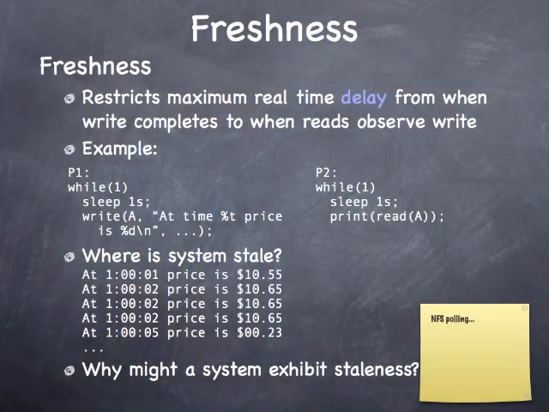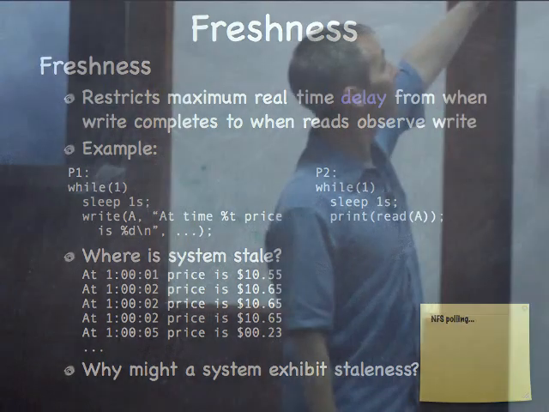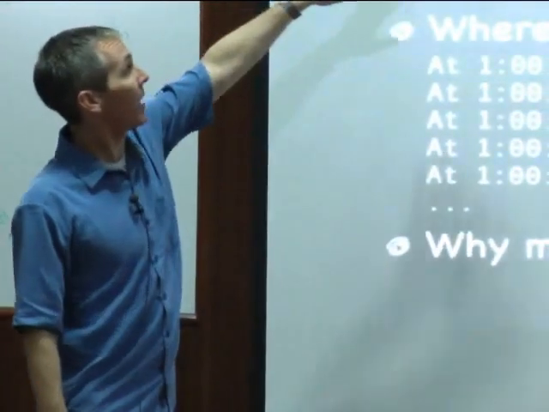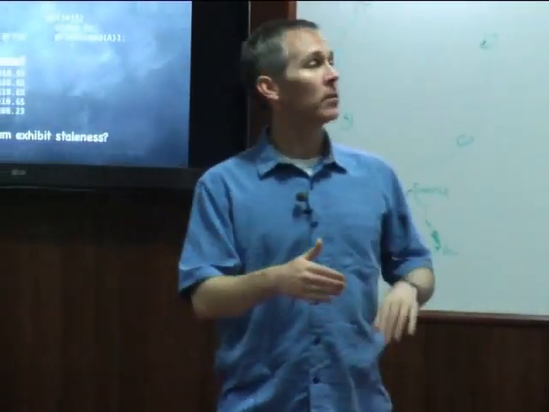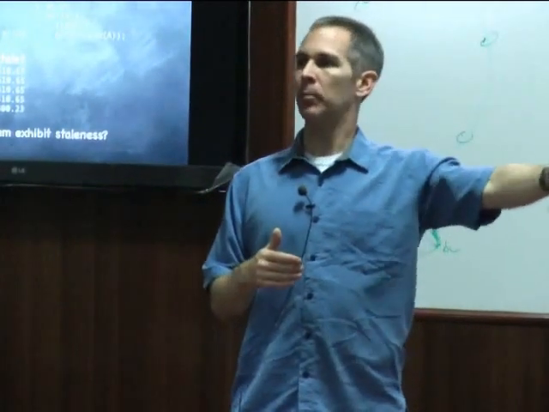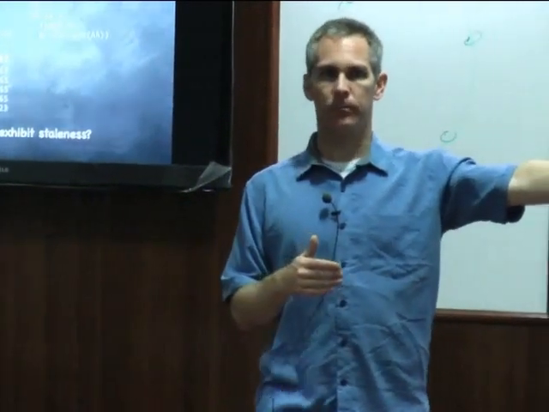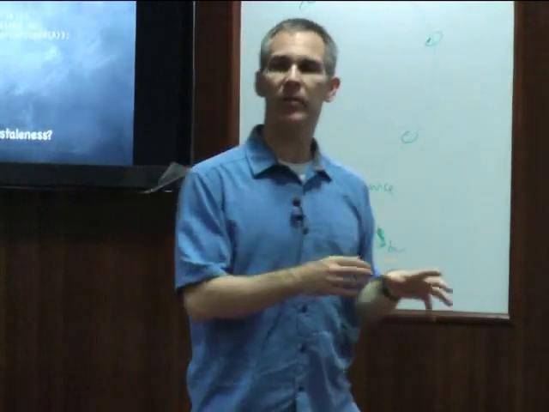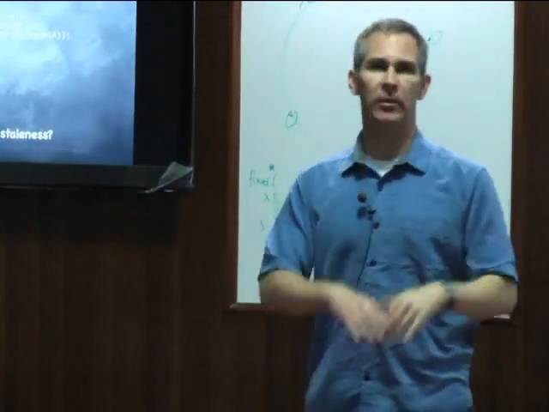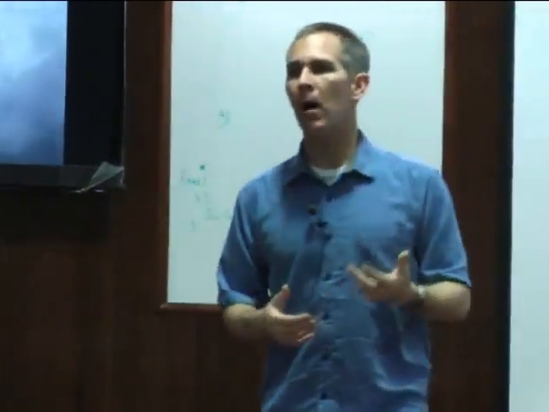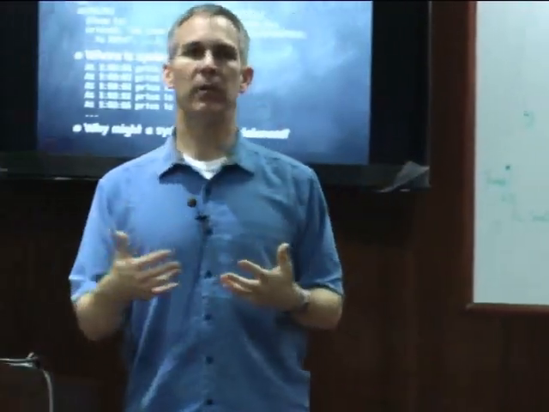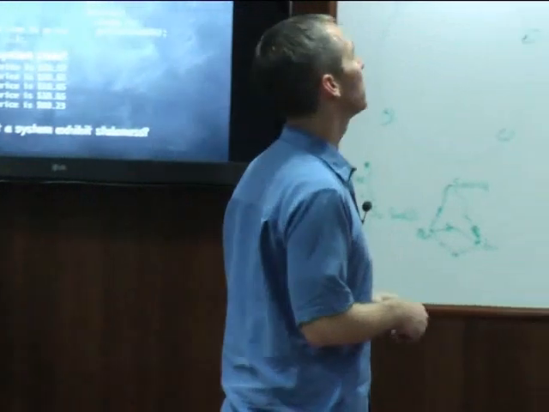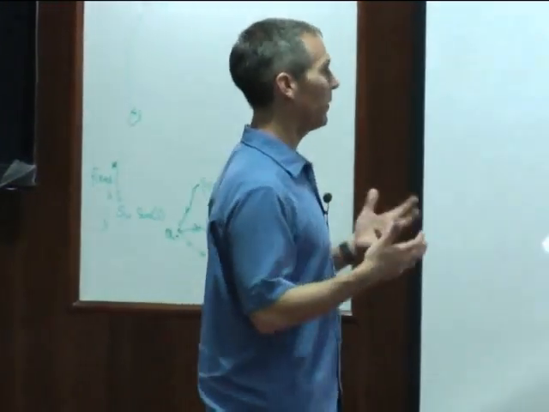Okay, so the next dimension to talk about is freshness. Freshness is going to restrict the maximum real-time delay from when a write completes to when reads are guaranteed to observe the write. Previously we were just talking about orders of operations in an asynchronous system. Now we're adding this notion of time, which is something that, again, you kind of expect from your systems. I think this is fairly intuitive.